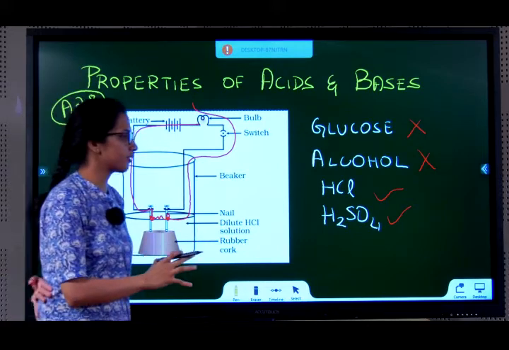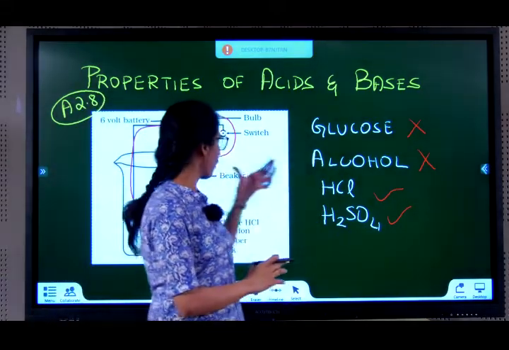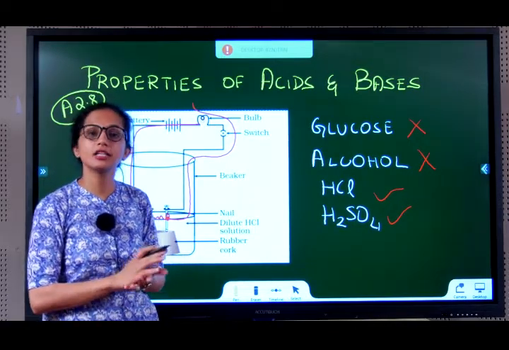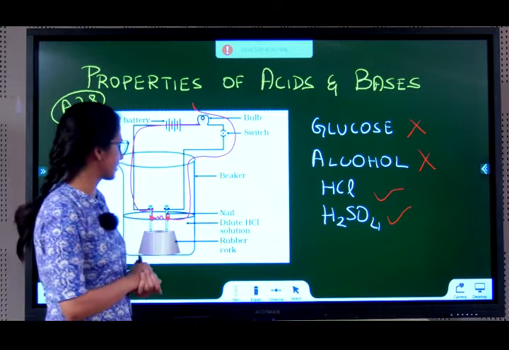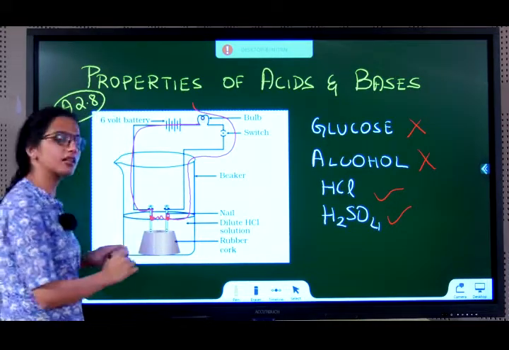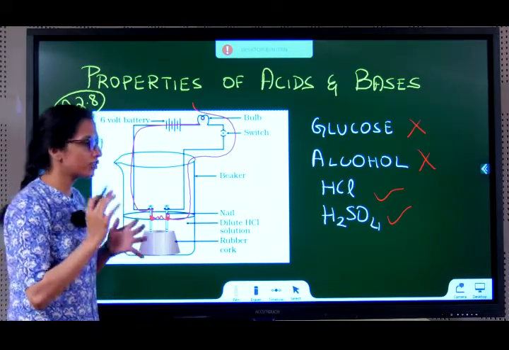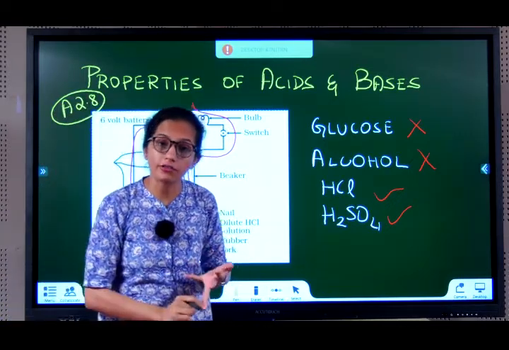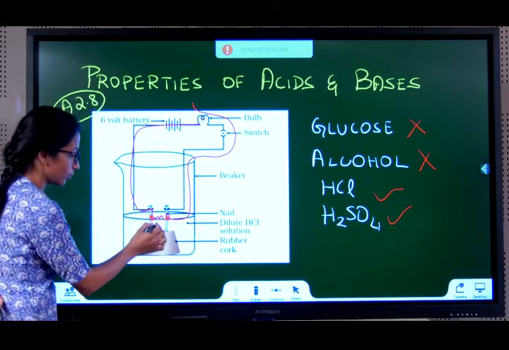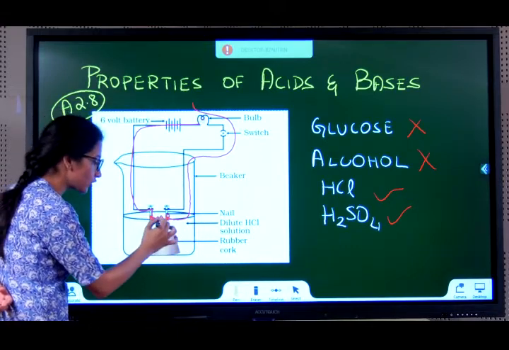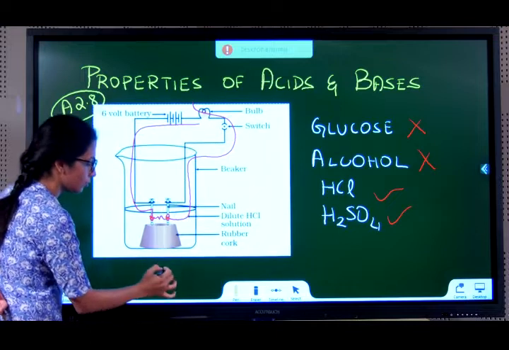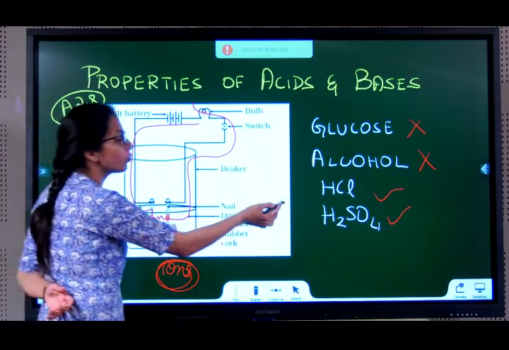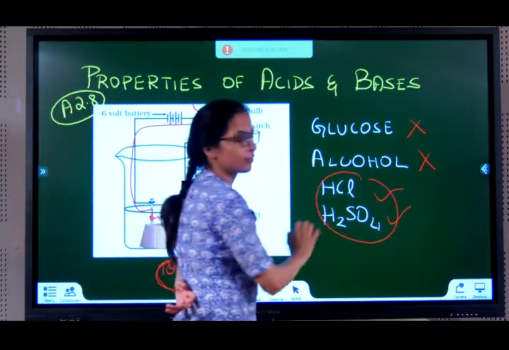What do we understand from this? For electricity to flow through the circuit, what do we need? You need charges. Where is the charge here, in the solution? When you say charges, it can be electrons, protons or ions. In this solution, ions are the charge. Now how are these ions coming? Which ion is coming out of these solutions?